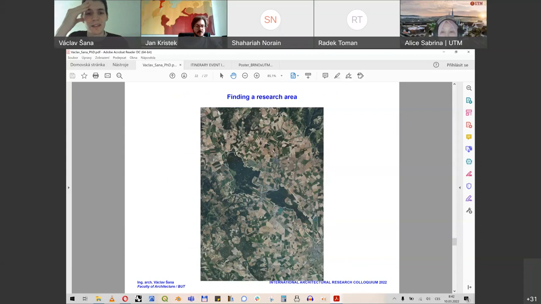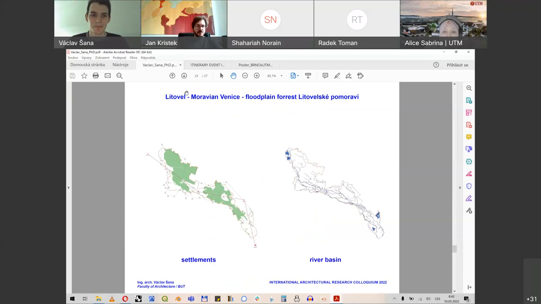And for me it's really important right now that I have already found my research area. It's a floodplain forest with surrounding cities and villages, about 100 kilometers from Brno, next to the city of Olomouc. This is a flatland area with one city in the middle called Litovel. It is called Moravian Venice because it has seven rivers going through it, and the surrounding area is called Litovelské Pomoraví. It's a river basin where the main river is the Morava, but the floodplain forest is itself some kind of water area.